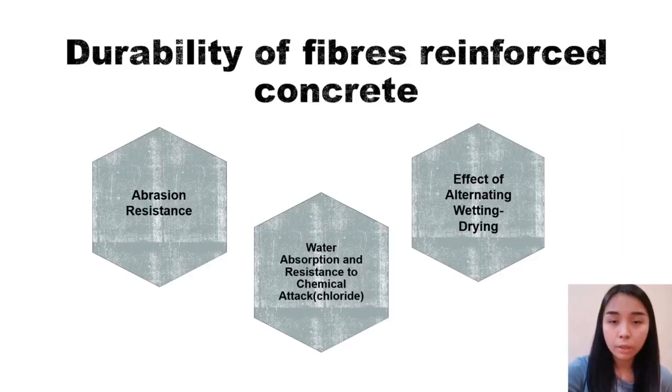Durability of concrete is divided into three parts. First, abrasion resistance. Abrasion resistance can be improved by adding fibers. There are two types of hydraulic structure tests used to test abrasion resistance, which are the underwater test and the waterborne sand test. Second, water absorption and resistance to chemical attack such as chloride. The penetration of chloride in reinforced concrete can induce the activation of steel rebars and the corrosion process of structures that leads to the degradation of concrete structures.